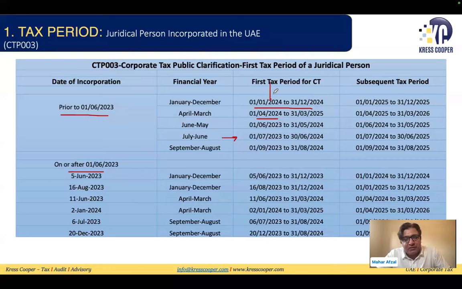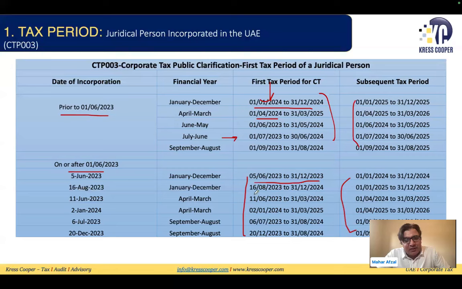You can go through this. If the company is incorporated on or after 1st of June 2023, this can always be 12 months. This is the possibility it will be less than 12 months or more than 12 months. This will always be 12 months in most of the cases. So you can say if the company was incorporated from 1st of June, then 1st of June till 31st December will be the first tax period. If the company was incorporated on 16th of August, it cannot be that.